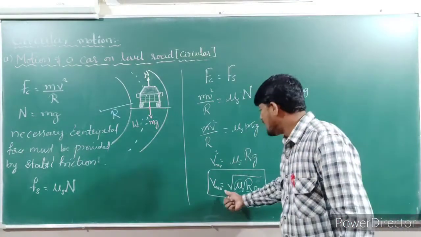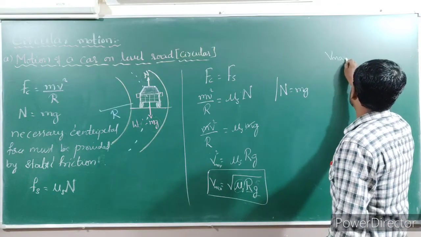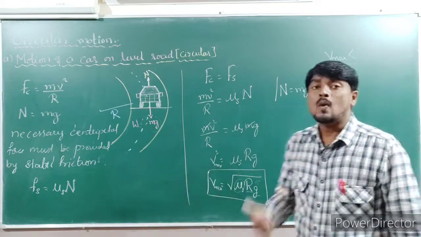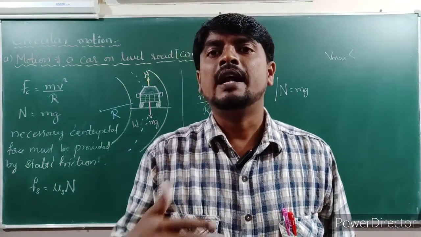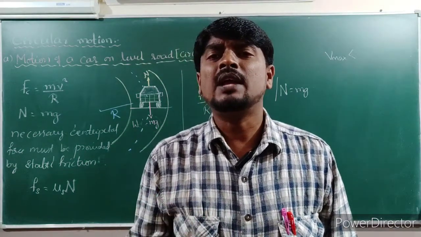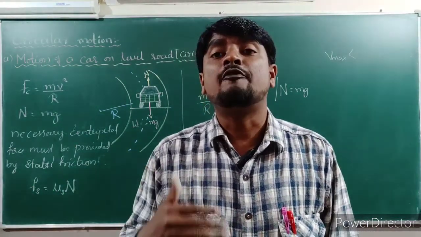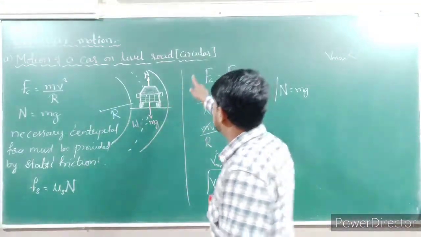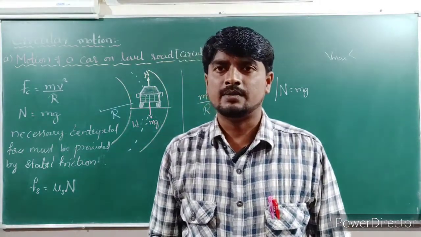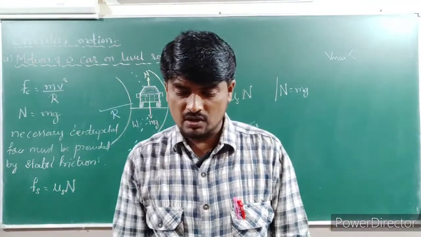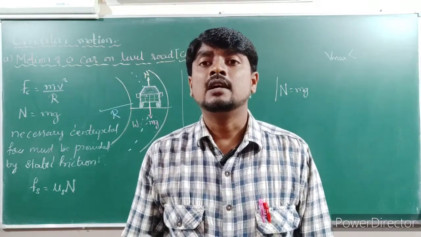Suppose this car moves with more than Vmax. Automatically the car skids or slips, because it does not depend on the mass. Whatever the mass of the car, it doesn't matter. If it exceeds the maximum velocity on the curved road or leveled circular road, suddenly the car skids. So this is one important application of circular motion. Now the second application is the banked road.